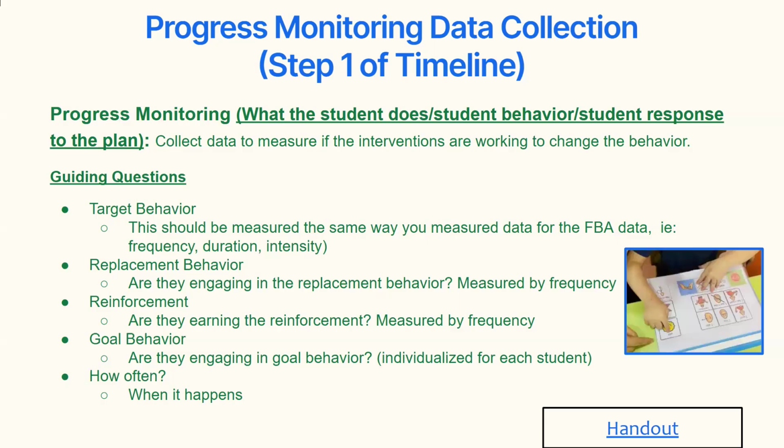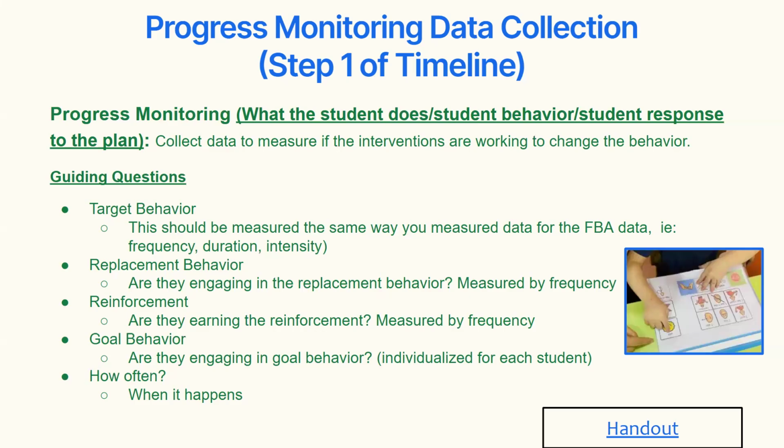Again, when we're looking at this, there are some non-negotiable data points that we have to put in place. The data points that we have to be taking data on are the target behavior, which is the behavior that we want to change, our replacement behavior, which is the behavior that we're teaching them to do instead, and then also our goal behavior, like how often is the student engaging in the goal behavior that we want them to? Those are our non-negotiables that have to be collected in order to look at progress monitoring.